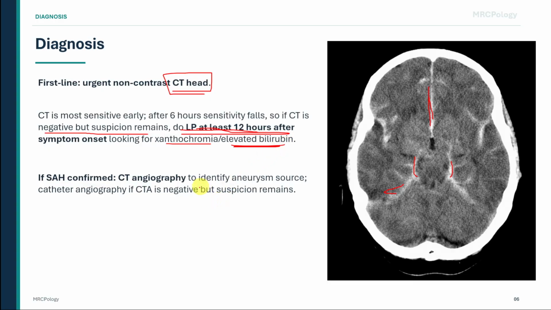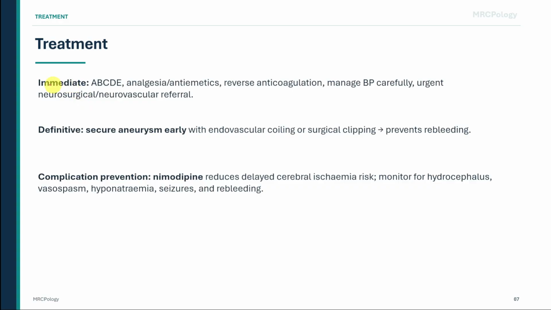Once subarachnoid hemorrhage is confirmed, the next question is, where is the aneurysm? CT angiography is used to identify the aneurysm source. If CT angiography is negative, but suspicion remains high, catheter angiography may still be needed because it gives more detailed vascular imaging. Management starts with stabilization. Use an ABCDE approach, treat pain and vomiting, reverse anticoagulation where relevant, and manage blood pressure carefully. These patients need urgent neurosurgical or neurovascular referral because the dangerous early complication is rebleeding.